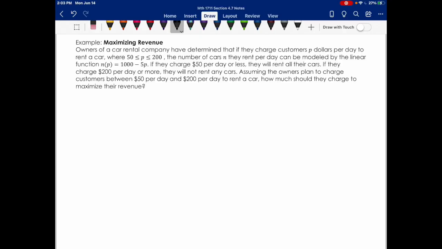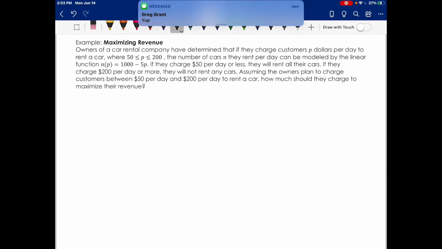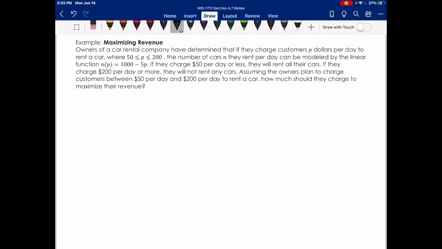In the next example, we're going to maximize revenue. It says owners of a car rental company have determined that if they charge customers P dollars per day to rent a car, where P is between $50 and $200, the number of cars N they rent per day can be modeled by the linear function N of P is equal to 1,000 minus 5P.